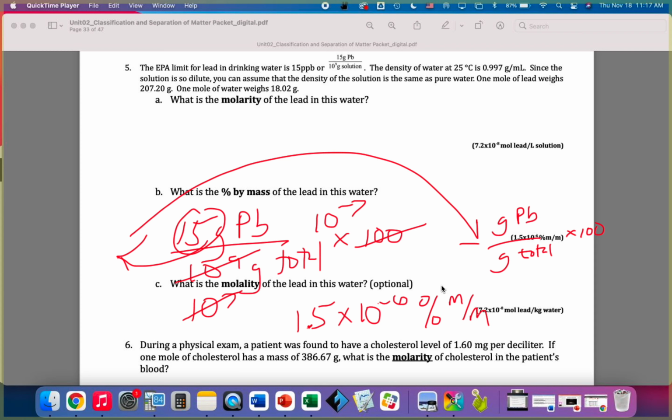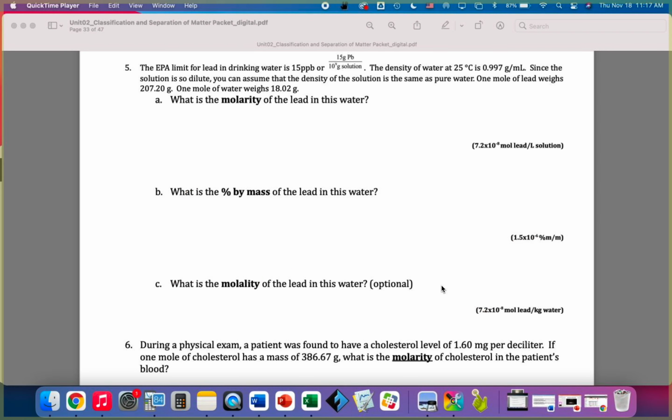And I didn't really even do any estimating here. I just cleaned up my powers of 10. So that is going to be the calculator answer. 1.5 times 10 to the negative 6 based on mass. All right, let's wrap up part C. And we'll be done with problem 5.